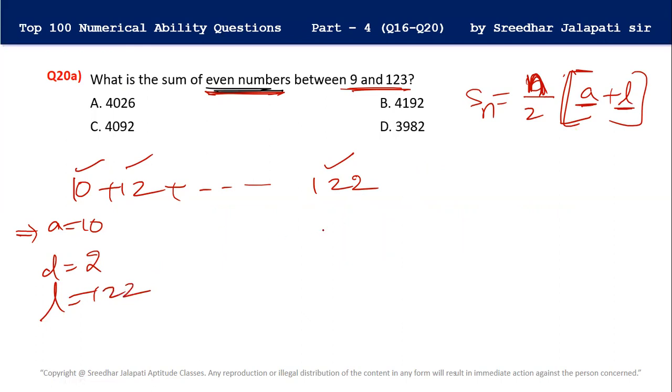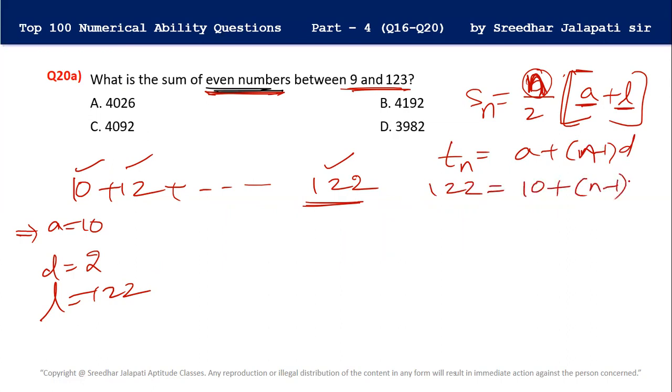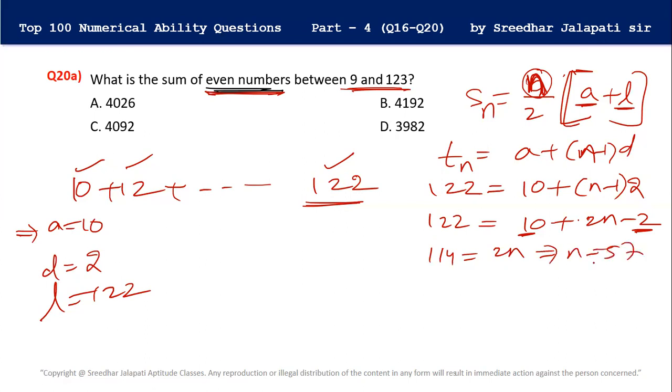But how many terms are these? N is nothing but the number of terms, right? There are many methods. You can find it using the nth term formula. The nth term in an arithmetic progression is A plus (n minus 1) into D, where the nth term is 122, A is 10, and D is 2. So 122 is equal to 10 plus 2n minus 2. 10 minus 2 is 8. If I bring this side, that becomes 122 minus 8, which is 114, equal to 2n. So n is equal to 57.